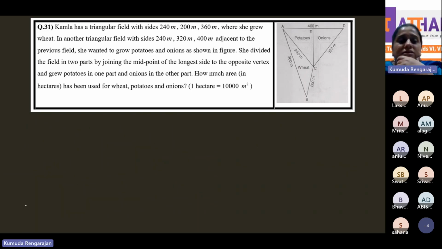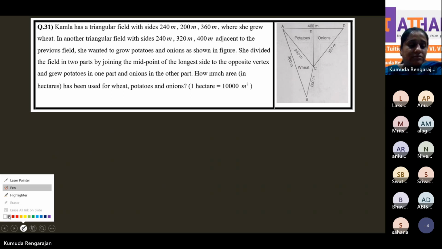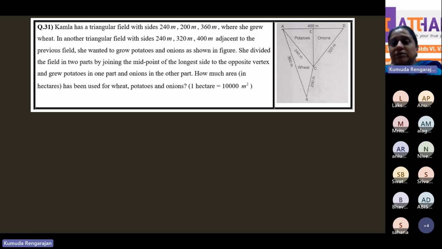Now in this question, Kamala has a triangular field with sides 240 meters, 200 meters and 360 meters. So she has this triangular field where she grew wheat. In another triangular field with sides 240 meters, the same thing, 320 meters and 400 meters.